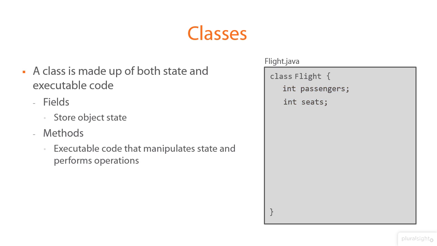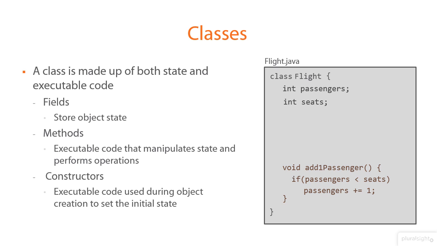Classes also have methods, right? This is the executable code that's going to manipulate the state and perform any operations. In this case, our class has a method called add1Passenger, and basically when someone calls that, it makes sure that there are enough seats available, and as long as there are, it goes ahead and adds another passenger.